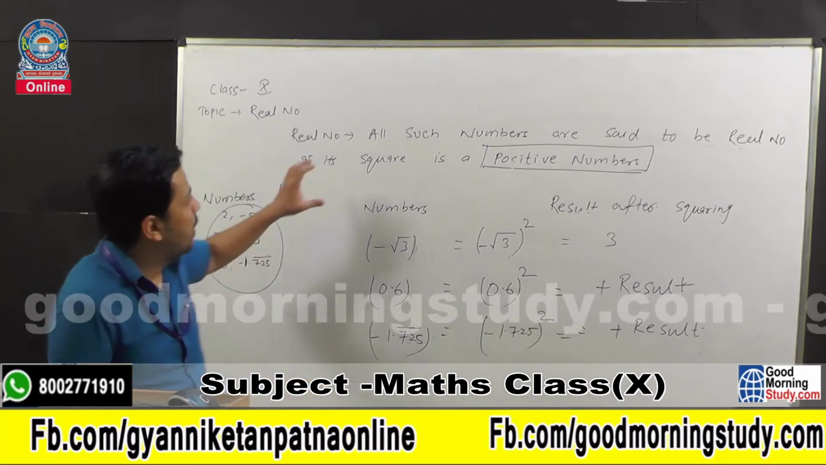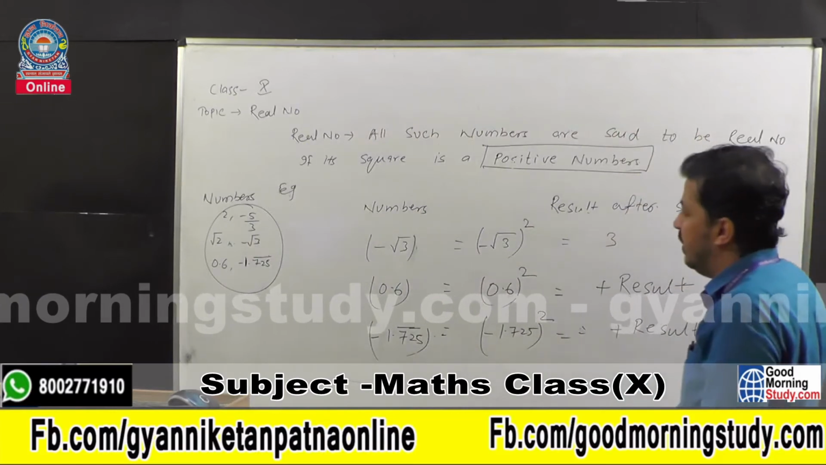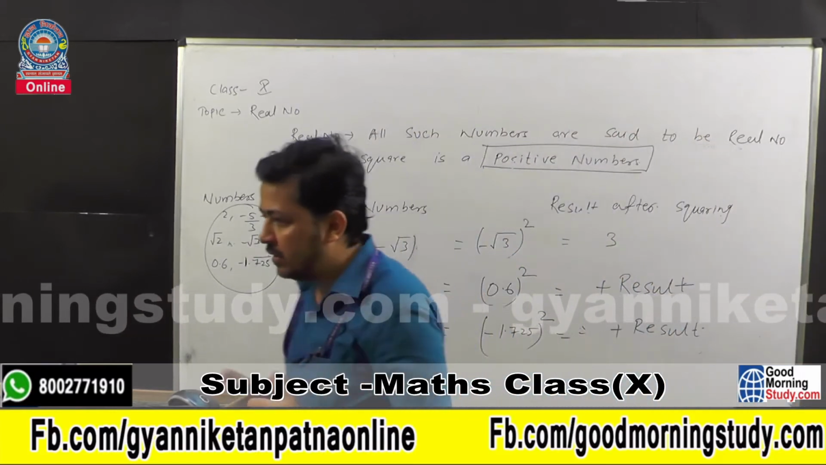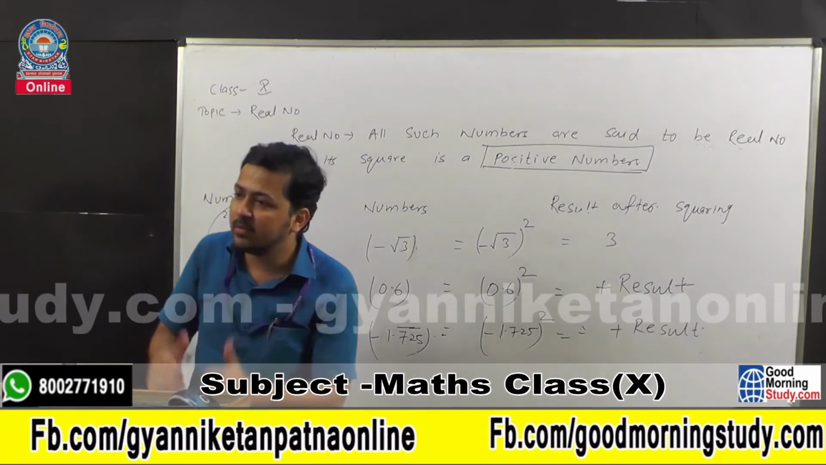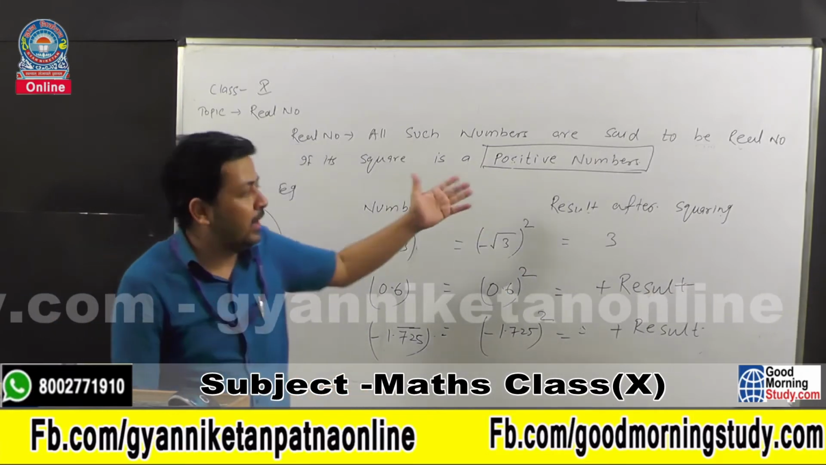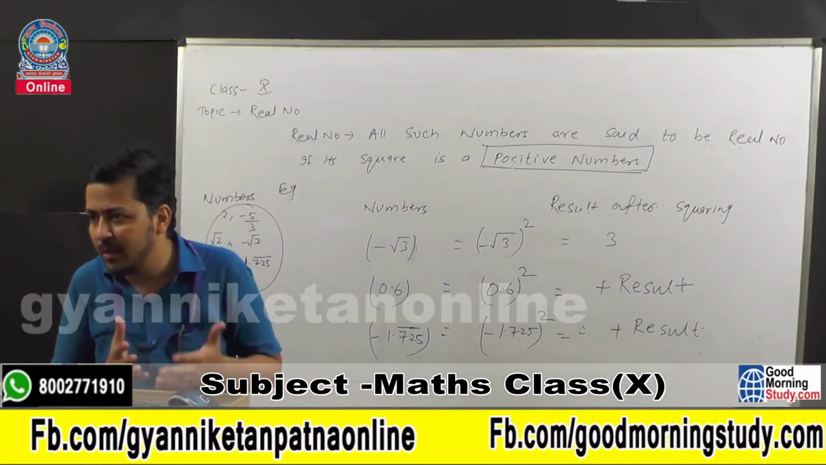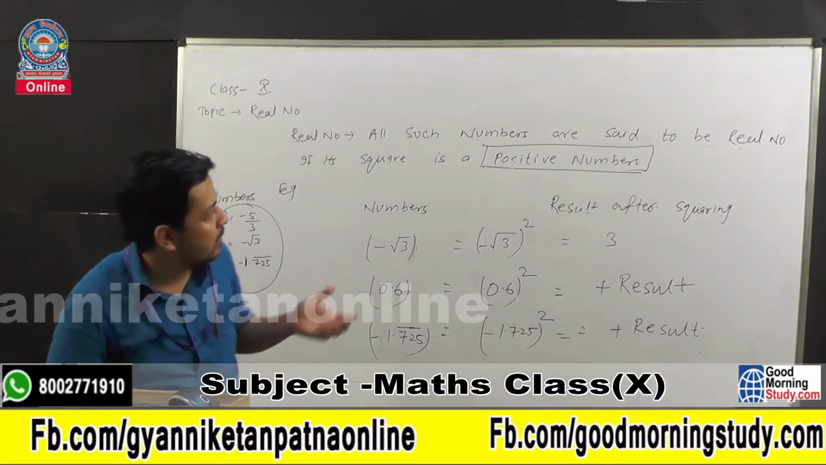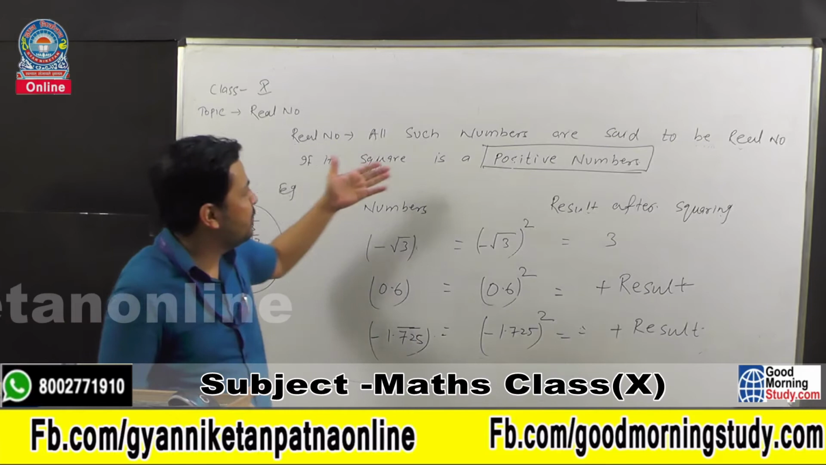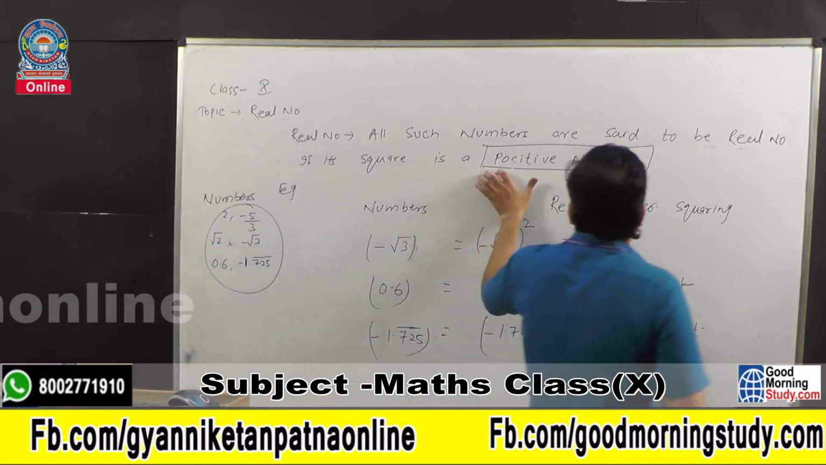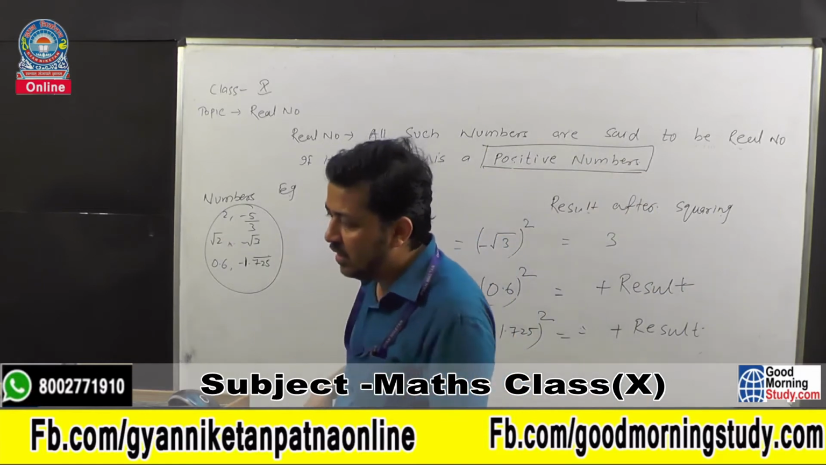Now see this. When you go to the definition of the real number, there is one hidden thing: is there any number such that when we square it, the result is still negative? Before squaring, it can be positive, it can be negative, but after squaring, is there any number such that the result will be negative?